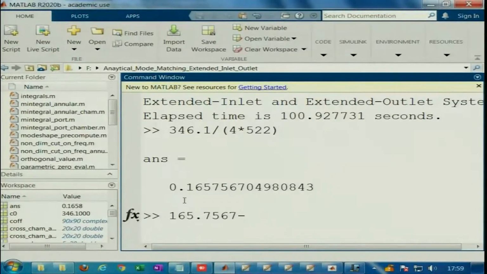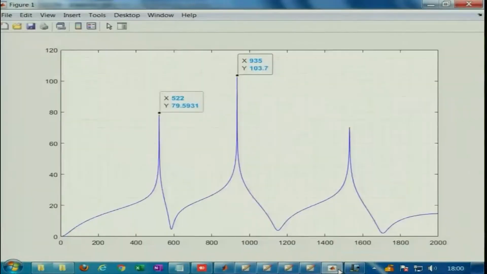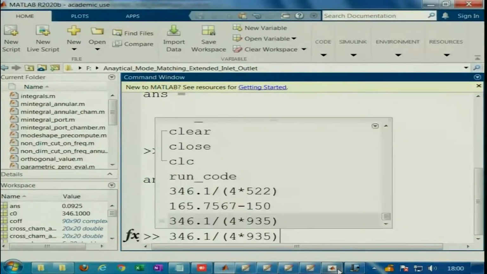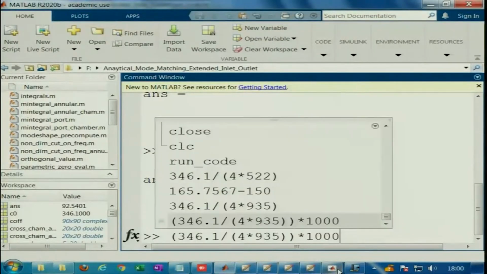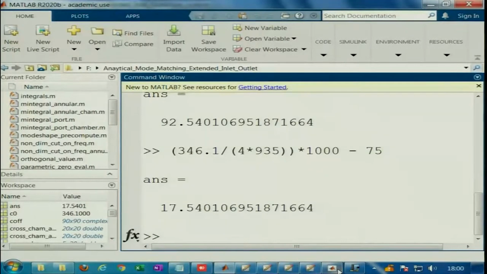165.7567 minus 150 is the end correction length. So, 15.75. There is definitely a difference between 15.75 and the other one, which was 11.72. What about the other one? The other one was 346.1 and 935, isn't it? So this one was 92.54, isn't it? If you subtract 75, that is 17.54 as the length.